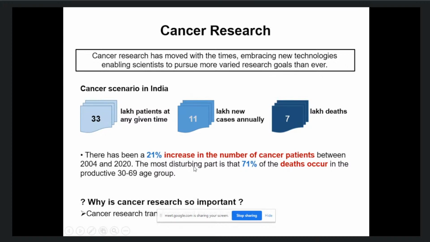The most disturbing part is that 71% of deaths occur in middle age, the 30 to 69 years age group. That is what we are most concerned about, and all the research is going on into how to fully treat patients who are cancer prone or who are getting this disease. So why is cancer research so important?